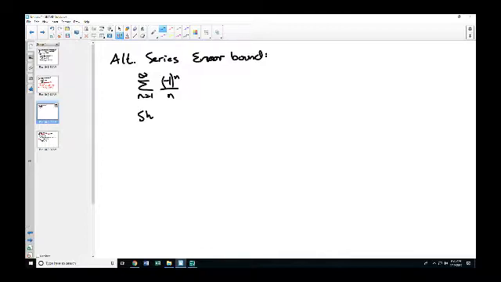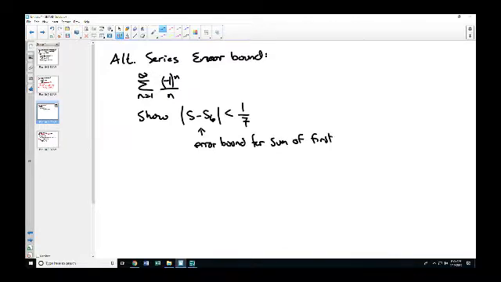Show that this is true. Remember that notation? So show that the error bound is less than 1/7. So the error bound for the sum of the first 6 terms is less than 1 over the 7th term. That's what we have to do. Because you have 6 terms, the error is always going to be less than the next term. Okay?